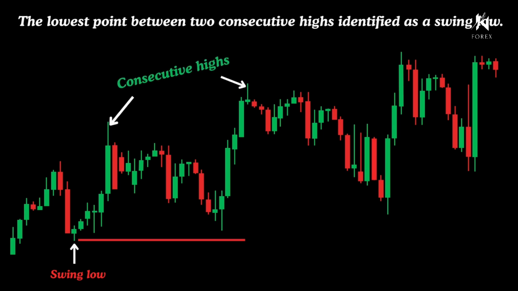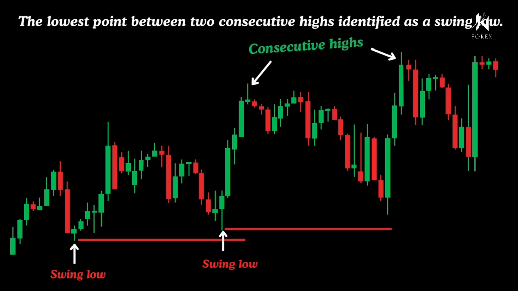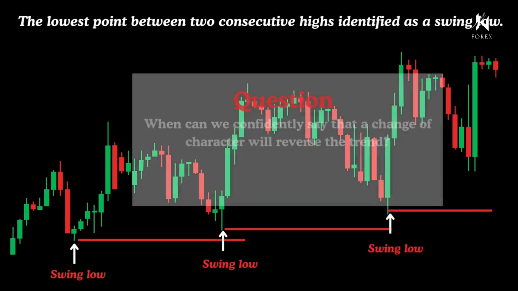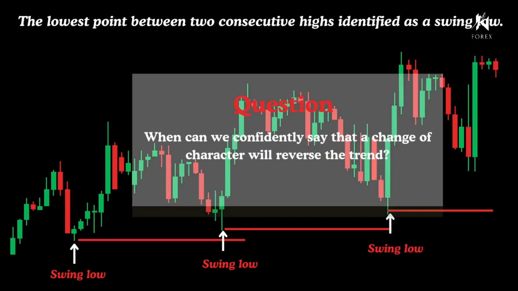In this move, we have another break of structure, with the lowest point between two consecutive highs identified as the swing low. Once again, we have two consecutive highs and a swing low. Remember, the same concept applies to the bearish scenario. Now, here's another question. When can we be certain that a change of character will signal a trend reversal?